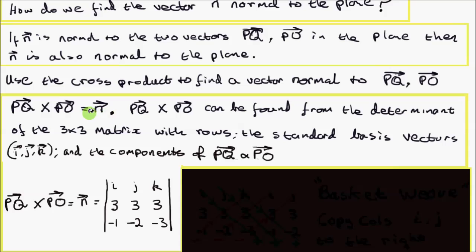PQ cross PO equals n, a normal vector. PQ cross PO can be found from the determinant of the 3 by 3 matrix with rows the standard basis vectors, that is i, j and k, and the components of vectors PQ and PO. So I have my 3 by 3 matrix here. The top row is the standard basis vectors i, j, k. The second row are the components of PQ, and the third row are the components of PO. And these straight lines to the side indicate that we're taking the determinant of this 3 by 3 matrix.